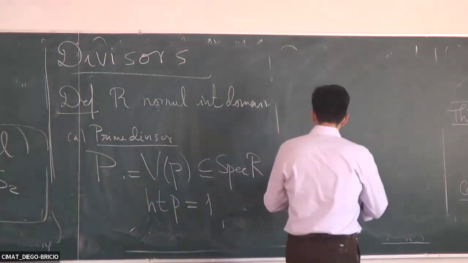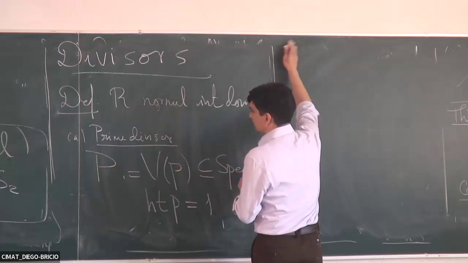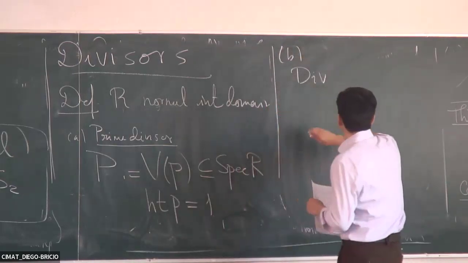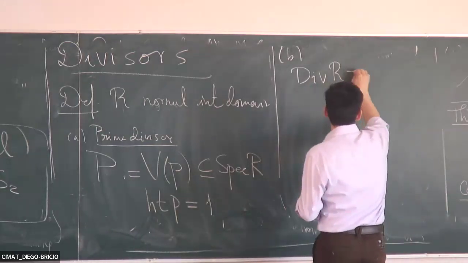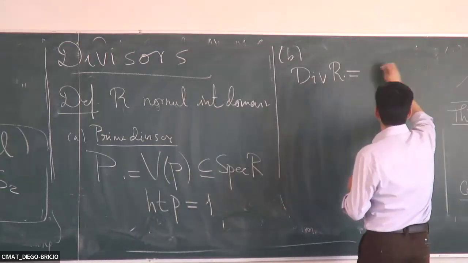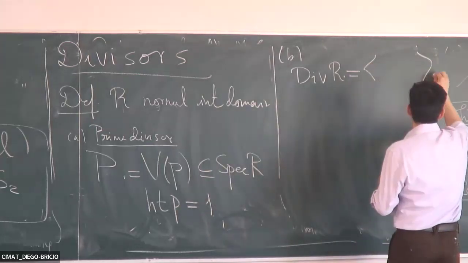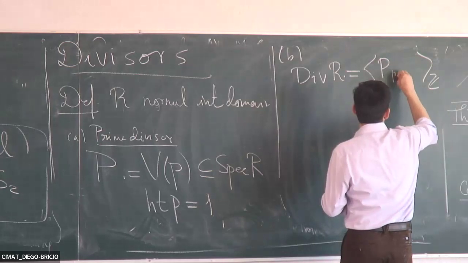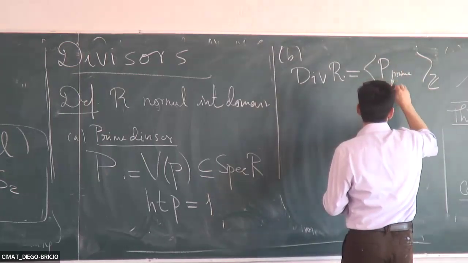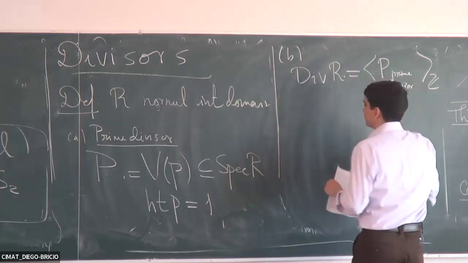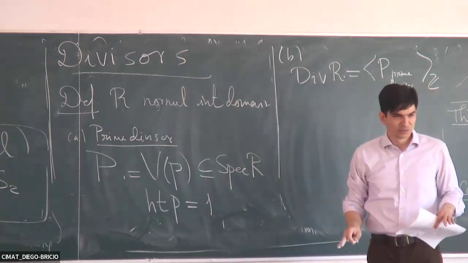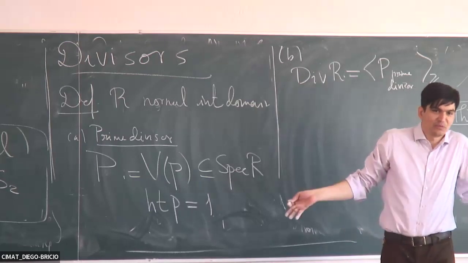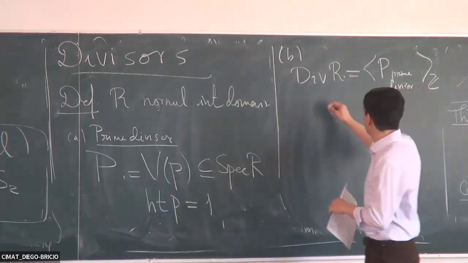What is a Weil divisor? Well, first of all, let's define this group, the group of Weil divisors of R. This is by definition the free abelian group generated by prime divisors. Any set in the world generates a free abelian group, right? Particularly the set of prime divisors. And that's the group of divisors.